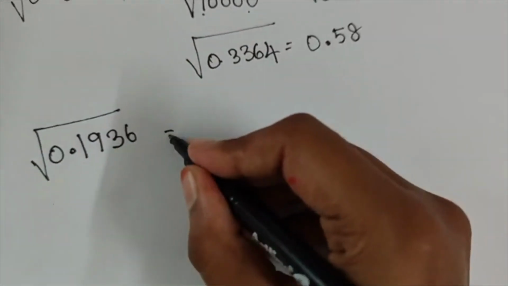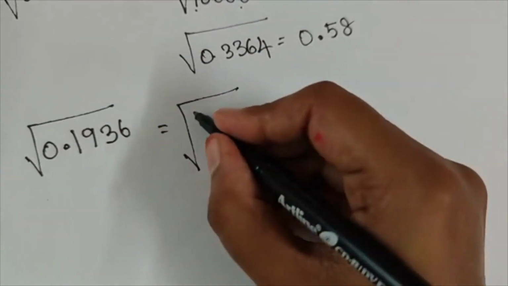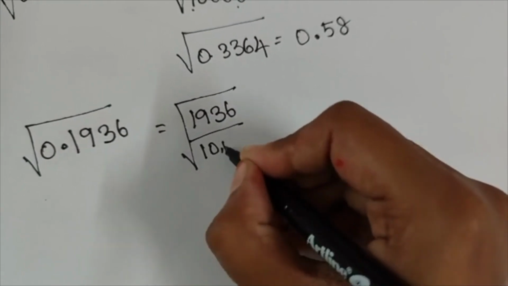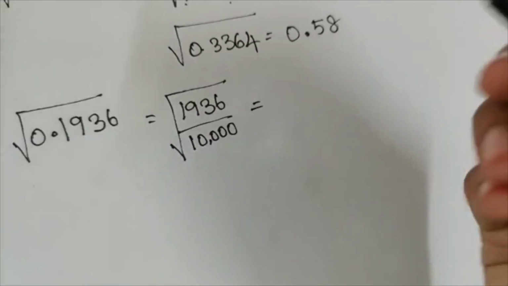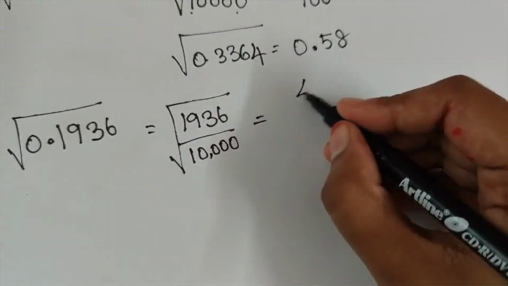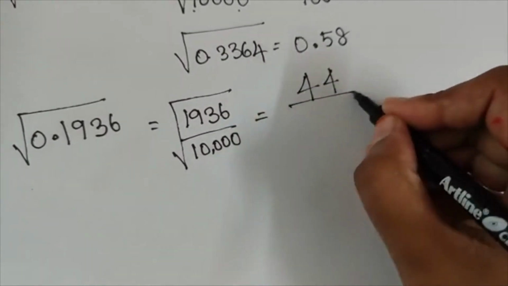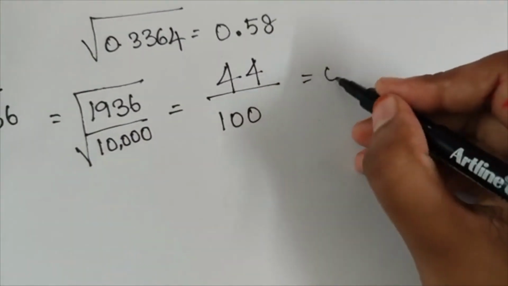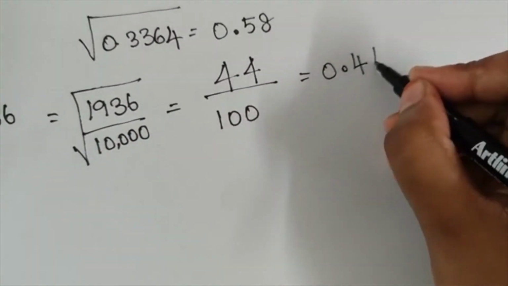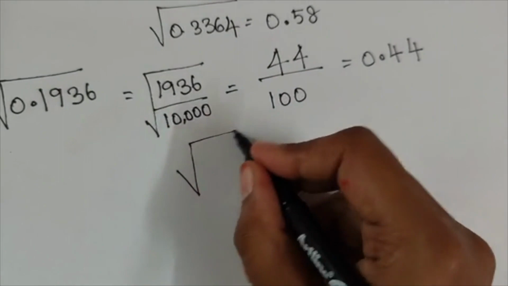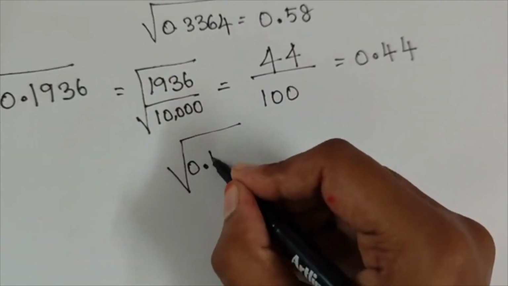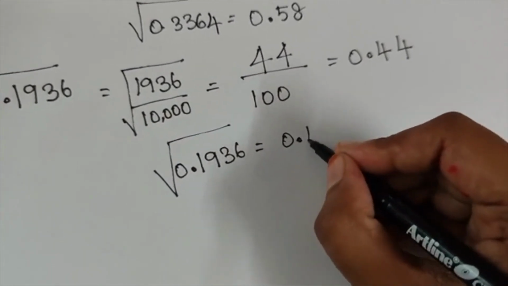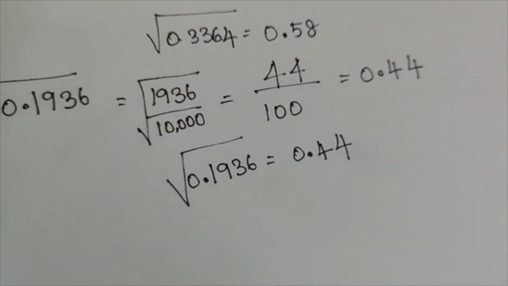In a similar way, the square root of 0.1936, we can write as a fraction, 1936 by 10,000. So for 1936 we found the value as 44. By 10,000 it is nothing but 100. So the decimal point moves 2 places to the left. So we get 0.44. The square root of 0.1936 is equal to 0.44. In the question we can substitute these values.